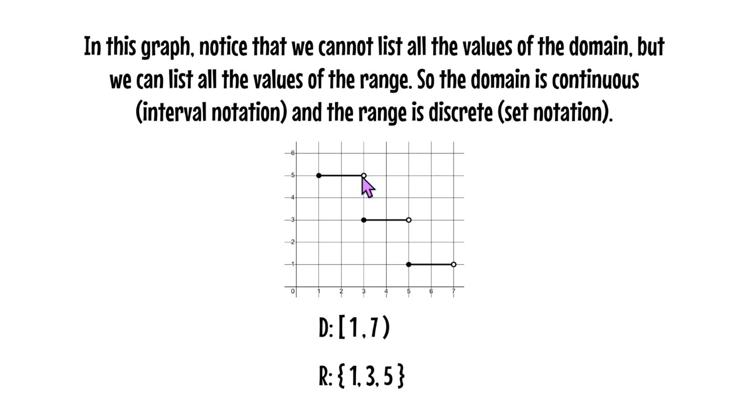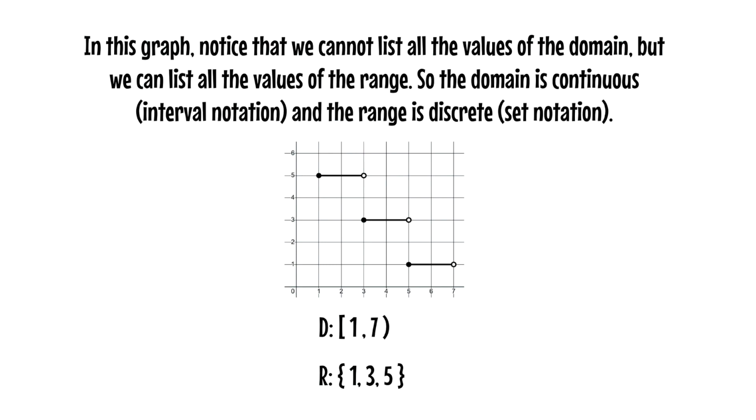So hopefully you learned a little bit about domain and range today. Remember that if you can list all the values in the domain or the range, you want to list them in set notation, which means it gets curly braces or curly brackets, and we list them separated by commas. If we cannot possibly list all the values that are included in the domain or the range, then we are going to use interval notation.